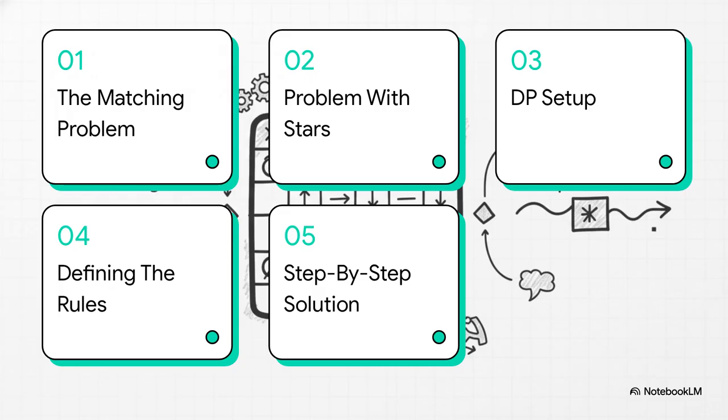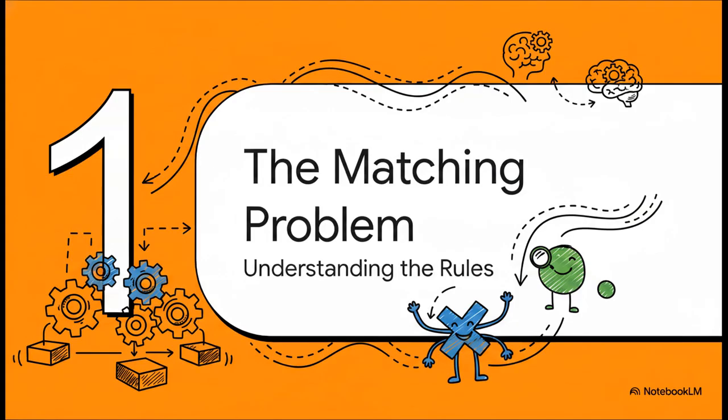1. The matching problem. 2. The problem with stars. 3. Dynamic programming setup. 4. Defining the rules. And 5. Step-by-step solution. Let's kick things off with section 1, the matching problem.